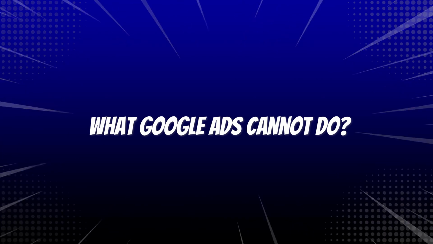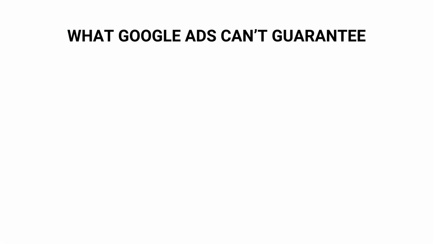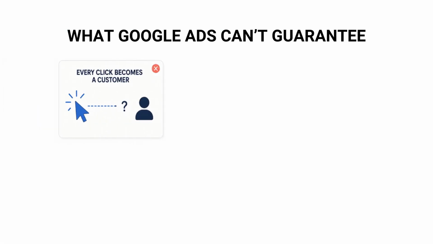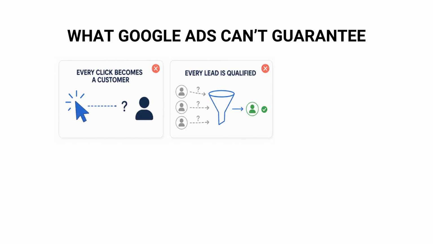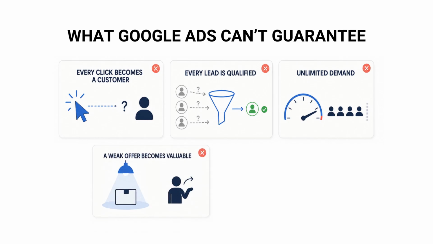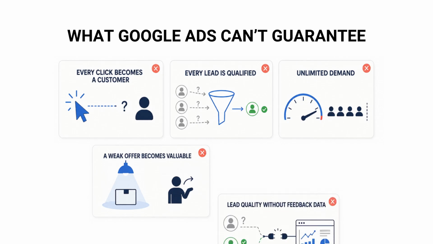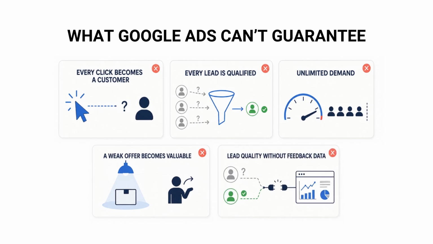Now, what Google Ads cannot do. Google Ads has important limitations as well. It cannot guarantee, for example, that every click will become a customer. It cannot guarantee that every lead will be a qualified lead. It cannot guarantee unlimited demand for a product or service. It cannot rescue a business that has an offer that the customers do not value. It cannot automatically understand the difference between a low quality lead and a profitable customer unless the information is measured and sent back into the system.